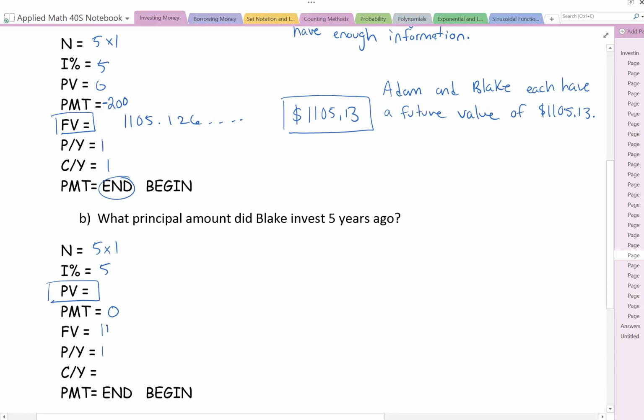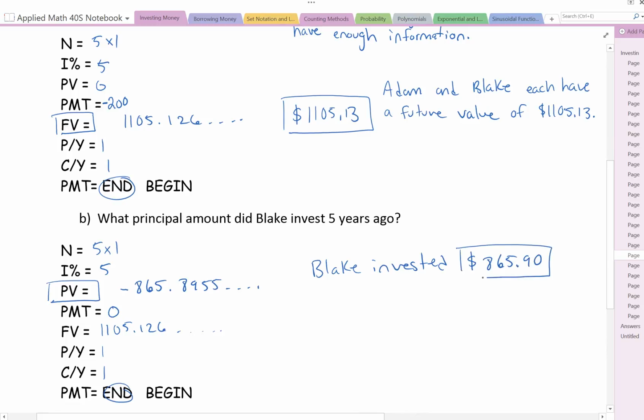So we've got this 1,105.126 with all these decimal places. Leave all those decimal places in your calculator for FV, for your future value. Don't round it. That way you're going to have a more accurate answer for when you're figuring out PV. Payment is the end, and our compounding is 1. Punching that into your calculator, you'll get a PV value of negative 865.8955, which means that Blake invested $865.90 5 years ago.